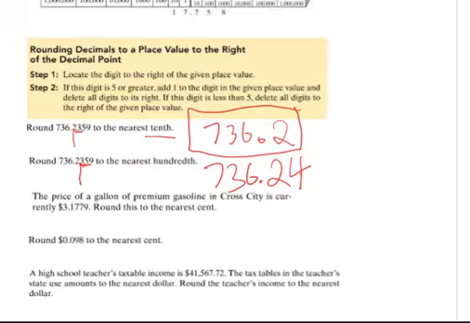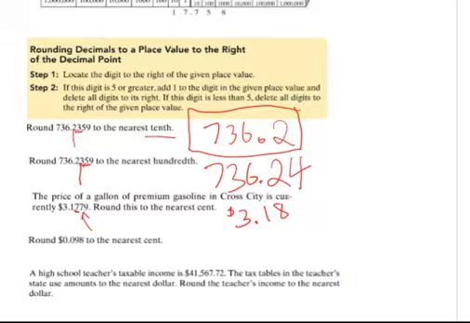It says the price of a gallon of premium gasoline in Cross City is currently $3.17779. Okay, round this to the nearest cent. So remember, the cent would be, let's round to the nearest penny. So that first 7 right there. So I'm going to leave my 3.1 alone. Now if you look at the number to the right of that first 7, I have another 7. So since that second 7 is 5 or more, then the first 7 is going to bump up to an 8. So $3.18.